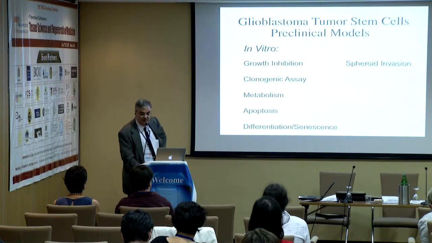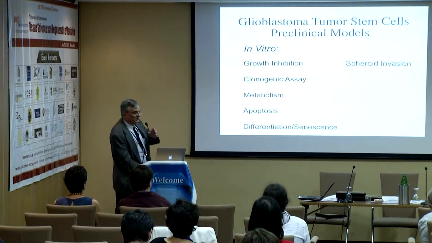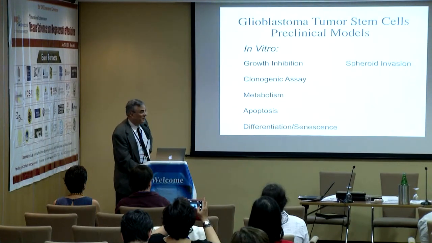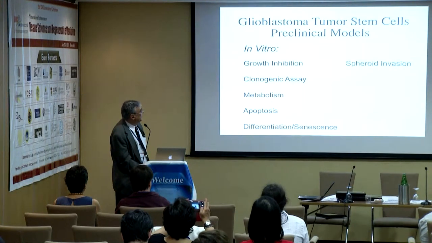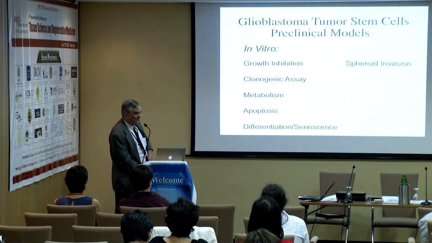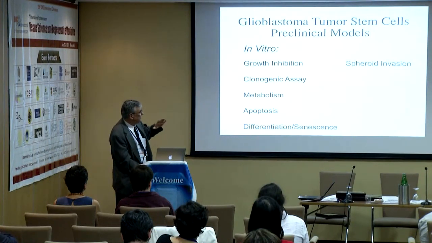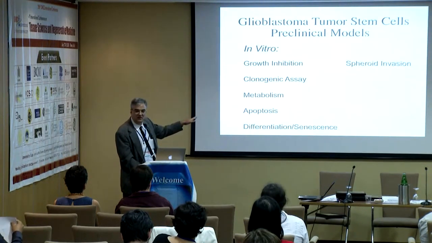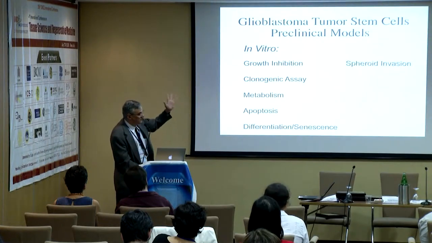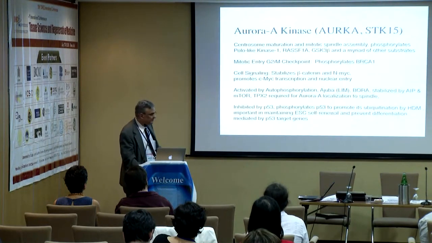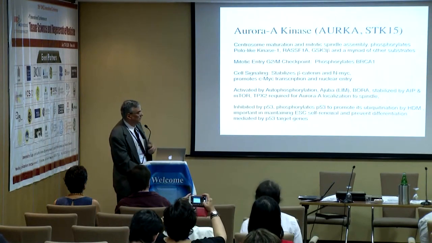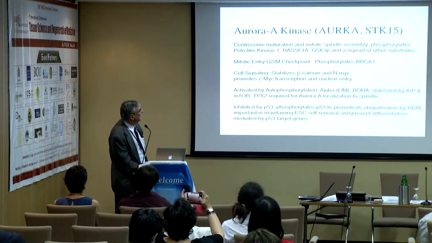So what can you do with this stem cell model? Well, you can do what you can do with any other cells in old-fashioned preclinical pharmacology. You can do growth inhibition, clonogenic assays, metabolism, apoptosis, differentiation, senescence, which turns out to be more important when you're using tumor stem cells than when you're using a regular old-fashioned tumor cell line. And you can do invasion assays. So to illustrate this, I'll show some of my work with an Aurora A kinase inhibitor.